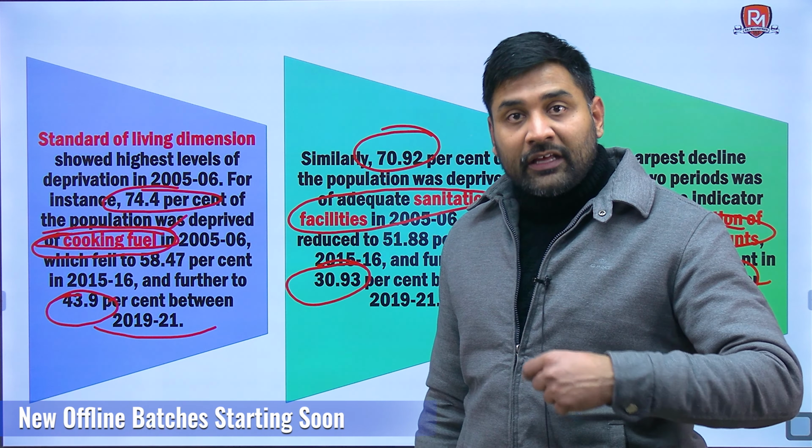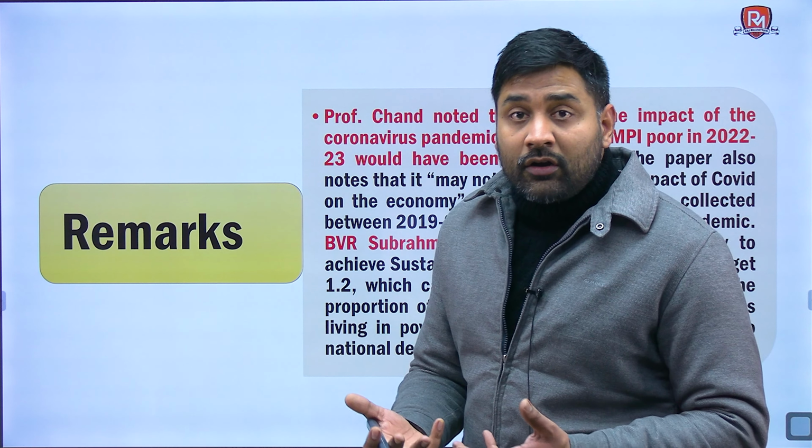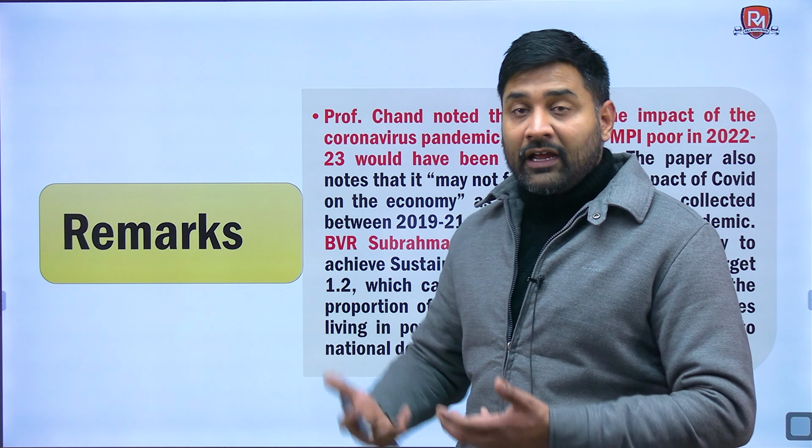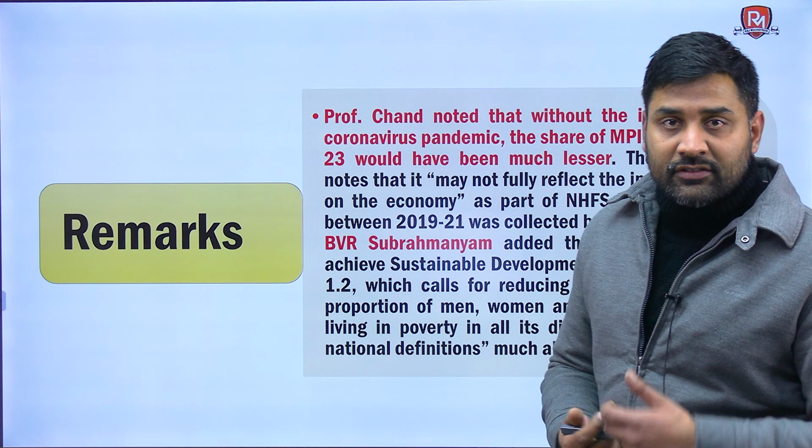Now, as per Dr. Subramaniam, India is likely to achieve Sustainable Development Goal 1.2. As per this goal, the overall number of poor should be reduced to half by a particular year, be it male, female, child, or a person of any age. The overall poverty in India should be reduced to half. So we are going to achieve all these things, slowly and steadily. The government is trying to achieve all these targets. Thank you. Thanks a lot.